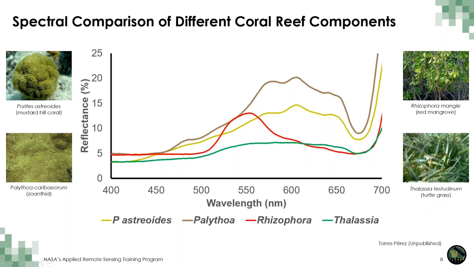This is some of my data. It's not published, but it's mostly just for showing the different spectra of these organisms and how they show in a spectrum. The differences here in multiple regions of the spectrum between these reef components can easily be seen with this type of data, and it shows the advantage of having many data points through the spectrum instead of having 3 to 4 discrete points, which would be the case for multispectral data.